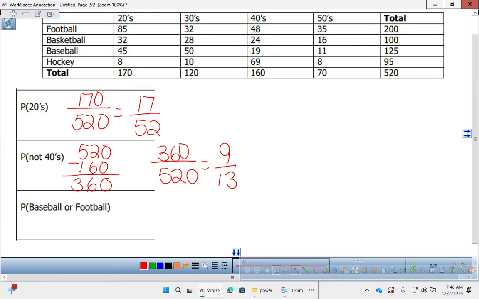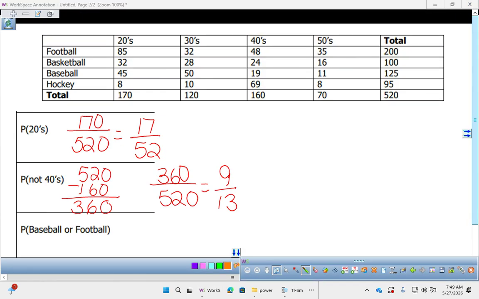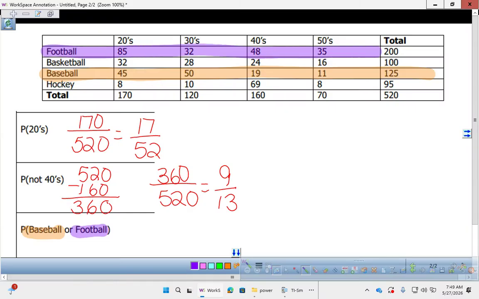The next one says baseball or football. When you see that word or, you could be looking at mutually exclusive events, but you also could be looking at overlapping events. So I want to think about the baseball people. And then I want to think about the football people. And if this were an overlap, the two colors would intersect. But because they don't intersect, that means that these are mutually exclusive. In other words, there's no person that picked baseball and football at the same time. They had to pick one sport. They couldn't pick both, okay?